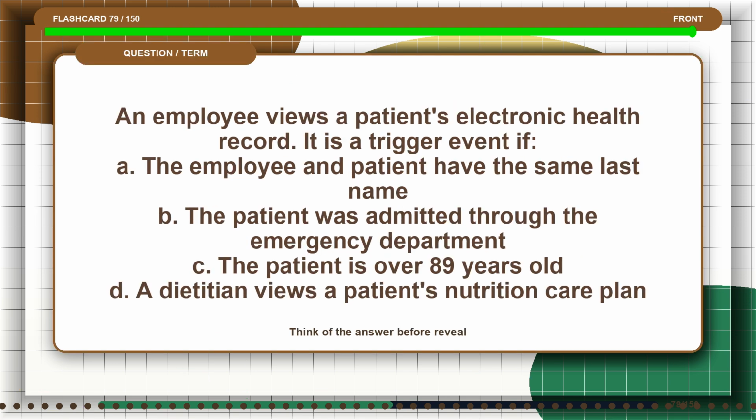Flashcard 79. An employee views a patient's electronic health record. It is a trigger event if A. The employee and patient have the same last name. B. The patient was admitted through the emergency department. C. The patient is over 89 years old. D. A dietitian views a patient's nutrition care plan. Think of the answer before the reveal.